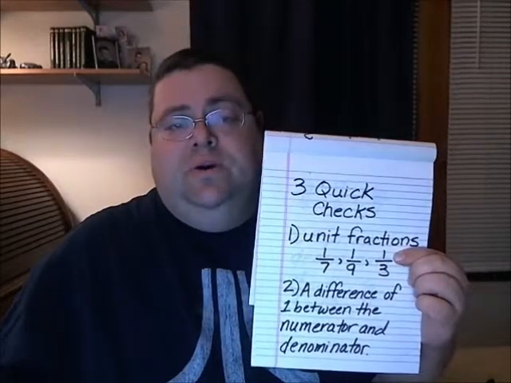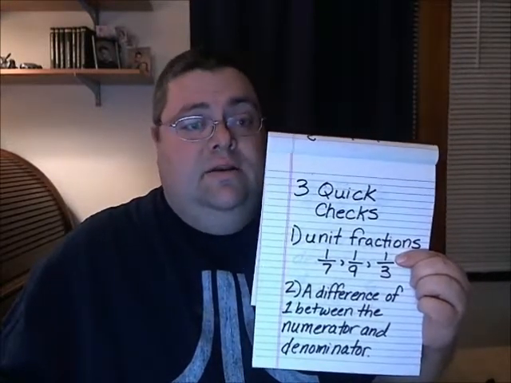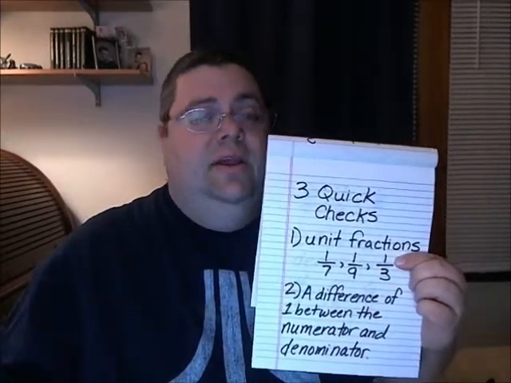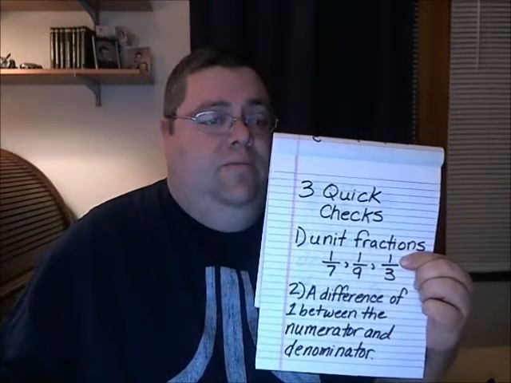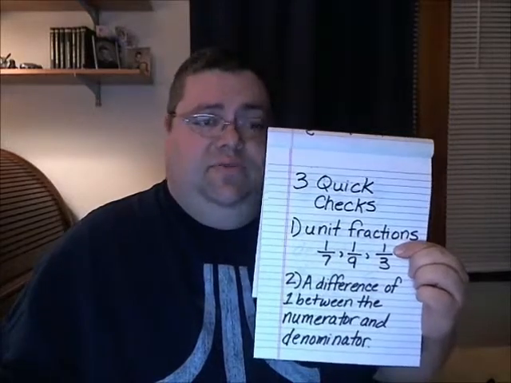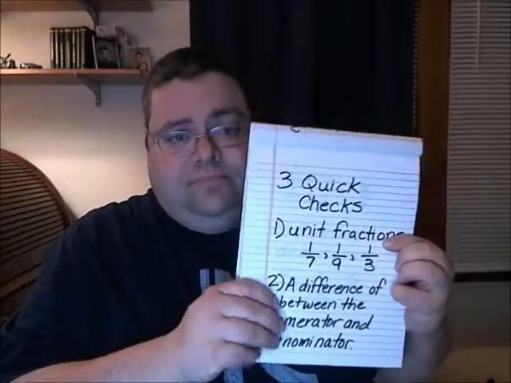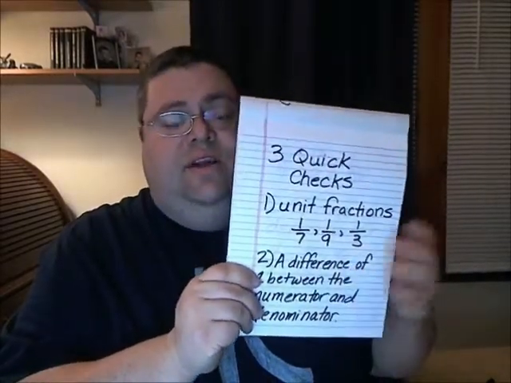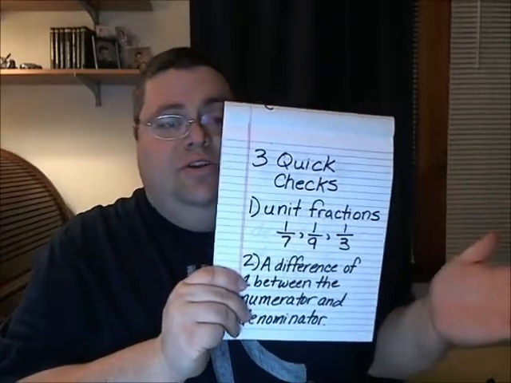Now, the reason this works is if I divide by 1, that again is that identity property. If I divide 1 by 1, I get 1. If I divide 7 by 1, I get 7. In other words, the fraction's not going to change. So that's just a quick way to say, oh yes, if there's 1 in the numerator, you're done.